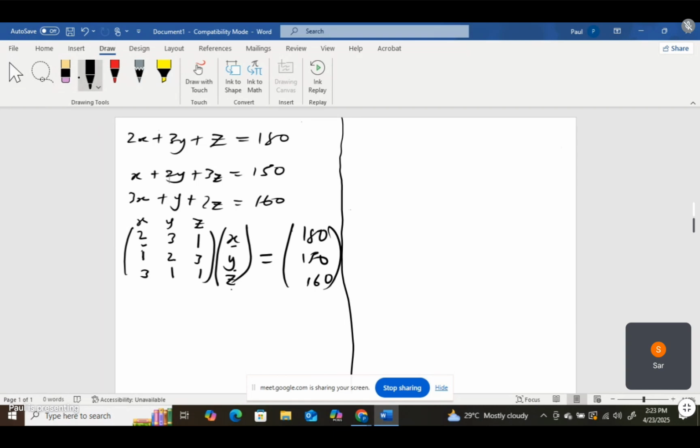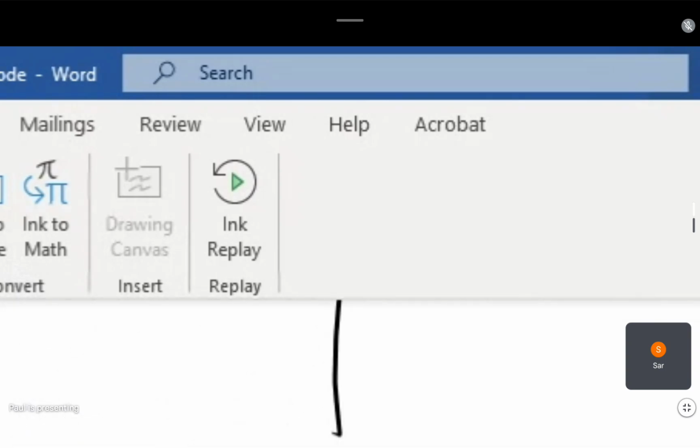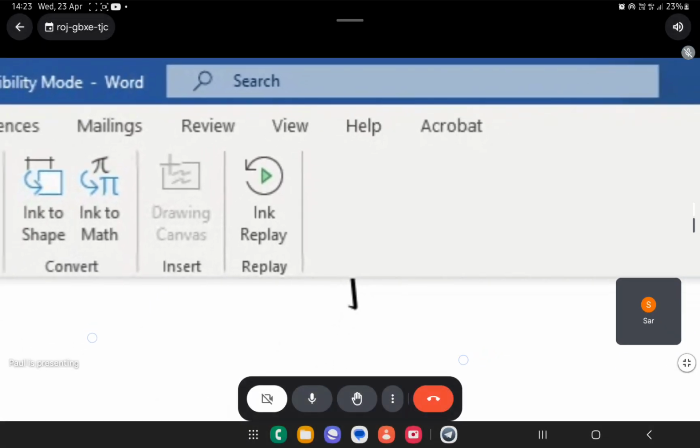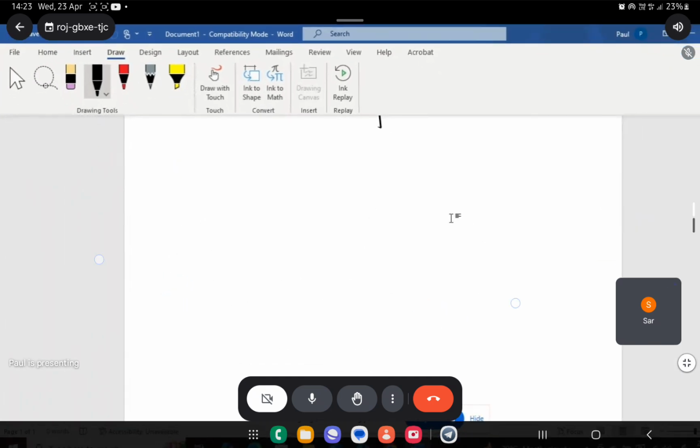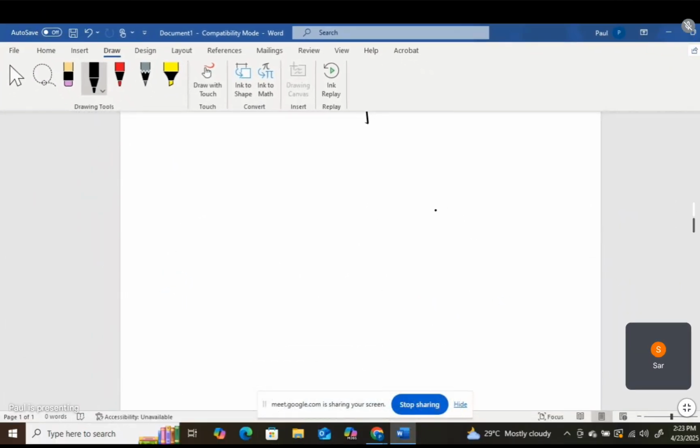Now, this 3 by 3 matrix becomes the main matrix. So you can say let the main matrix be A: 2, 1, 3, 3, 2, 1, 1, 3, 1. So that becomes your A.